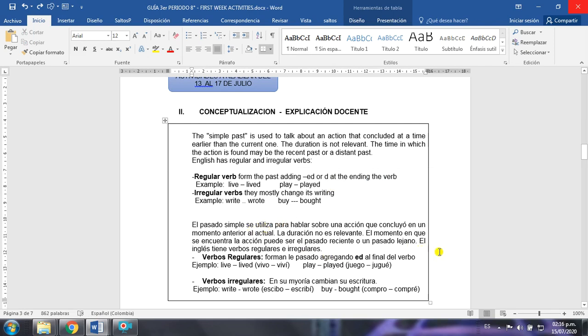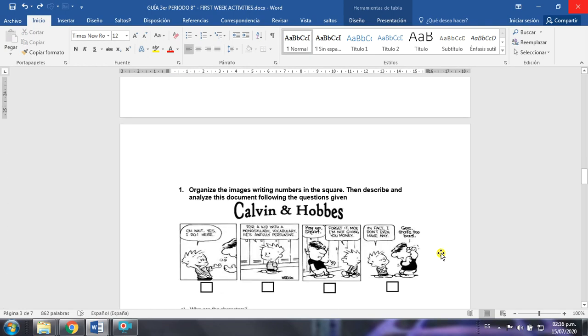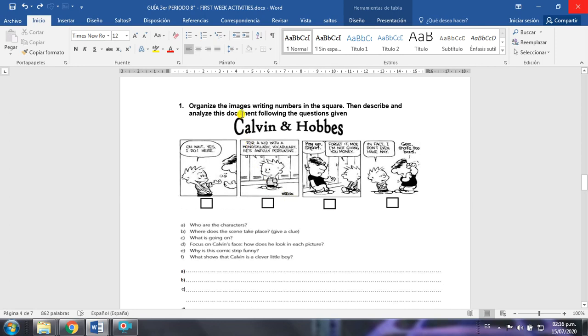Ok. According to this information, we are going to realize the first activity. Organize the images, writing numbers in the square. Then describe and analyze this document following the questions given. Bien, vamos a organizar las imágenes escribiendo en los cuadrados números para que queden organizadas y luego vamos a describir y analizar este documento o historieta siguiendo las preguntas dadas.